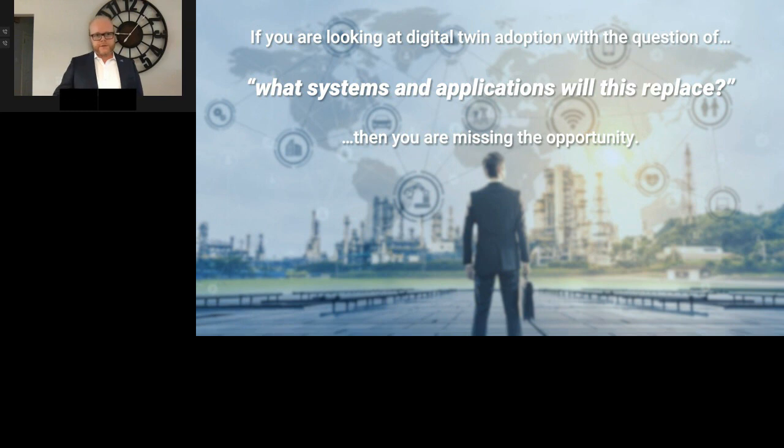So one of the questions that we get when we talk to clients, they say, okay, this sounds great. We want to go after a digital twin implementation. What systems is this replacing right now? How can I draw the right ROIs that I'm eliminating this system or that system in order to take this technology on? And what we can tell you is, if you're looking at digital twin adoption with the primary question of what systems or applications will this replace, you're missing the opportunity.